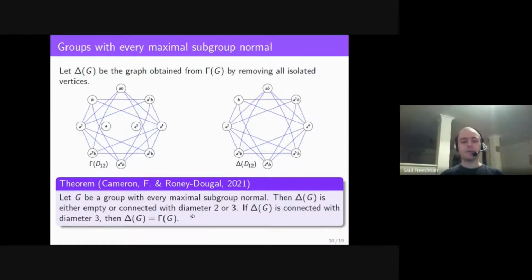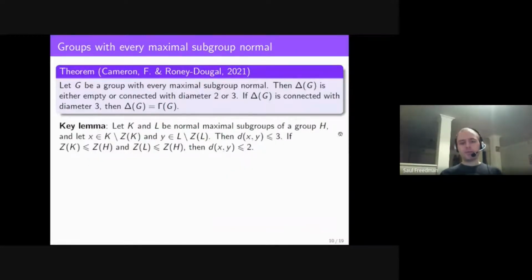So I'll say a bit about the proof of this theorem, and to do so, I'll hide the stuff at the top of the slide. The key result used in the proof of this theorem is as follows. For an arbitrary group H, we let K and L be normal maximal subgroups of H, and we also let X and Y be non-central elements of K and L respectively. Then we can show that the distance in the graph between the vertices X and Y is at most 3.